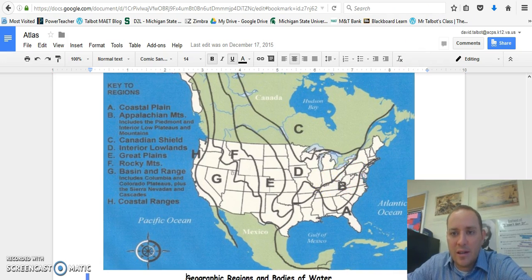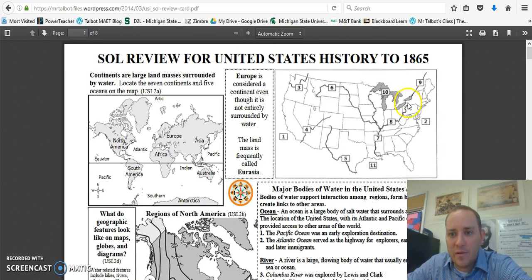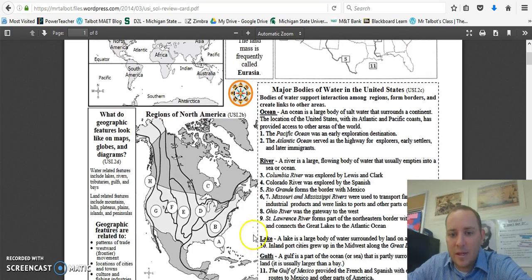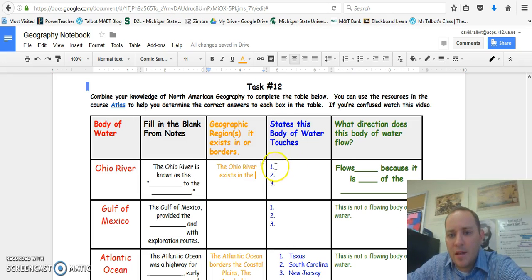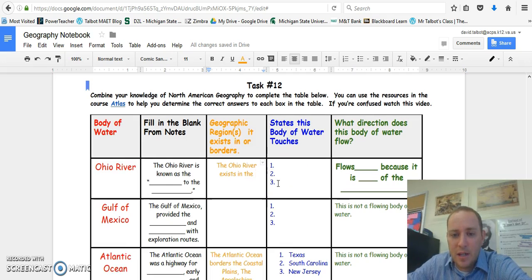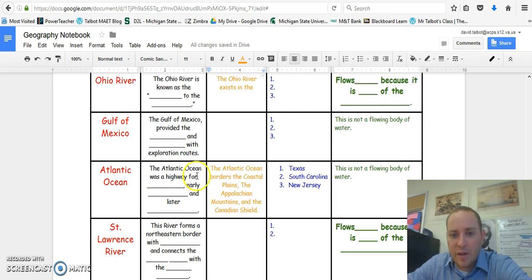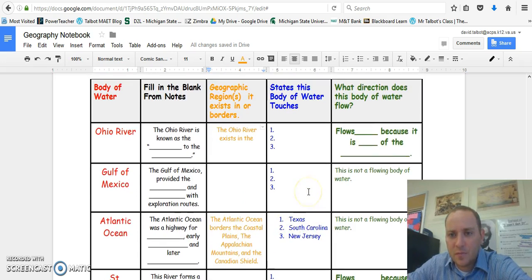Another one you can use is in your SOL cards. It shows you the rivers, the Ohio River, number 8, right? Ohio River, number 8: Pennsylvania, Ohio, West Virginia, Kentucky, Indiana, Illinois. Okay, so you don't have to list all those states, but 3 of them will do. And you can see for the Atlantic Ocean, I filled in some of the blanks so you have models of what your answer should look like.